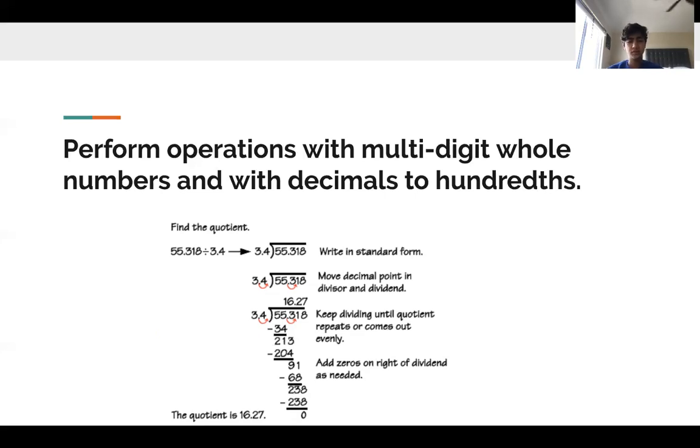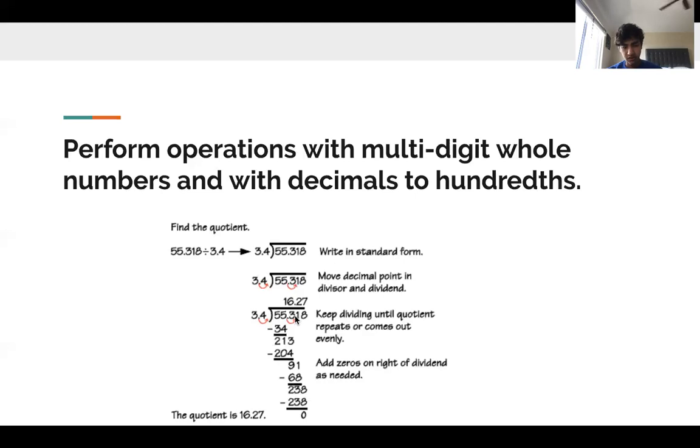They say that you have to move the decimal point. So basically what we have to do is however much we move it in the 3.4 part is how many times we have to move it here, right? So 3.4 will move over, you get 34. 55.3 will move over, you get 553. So wherever the decimal point is, directly below is where you'll put the decimal point. So since it's 553.18 here, 16 was before with the 553, and 27 was with the 18, right?